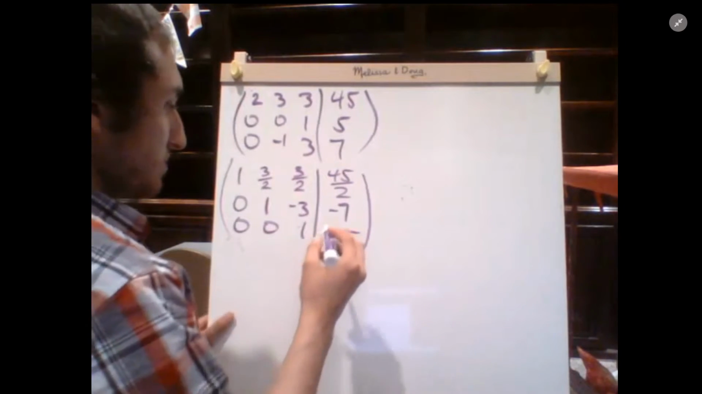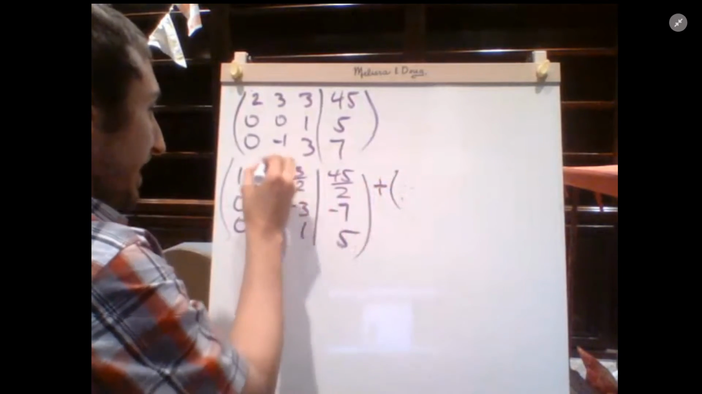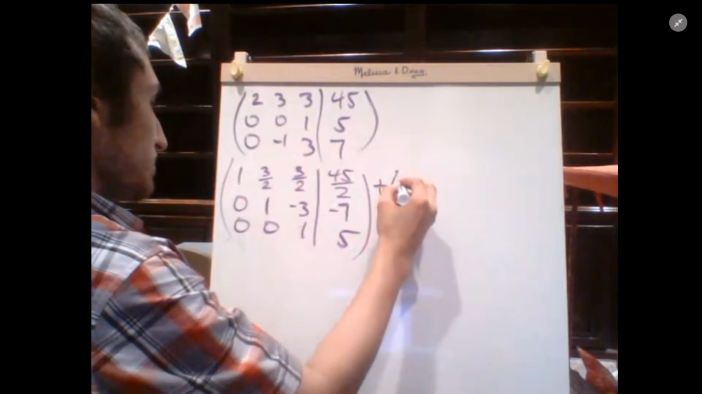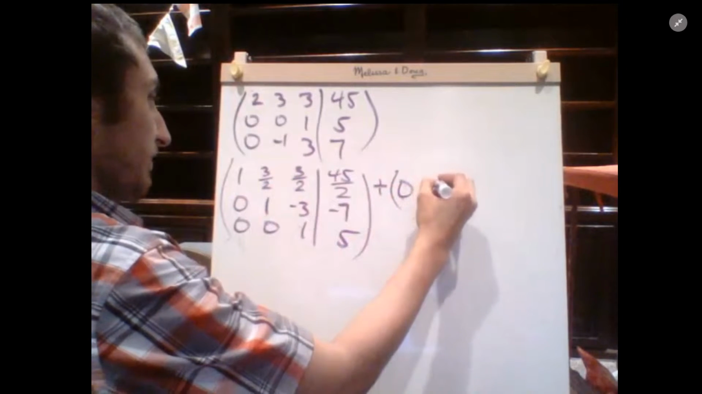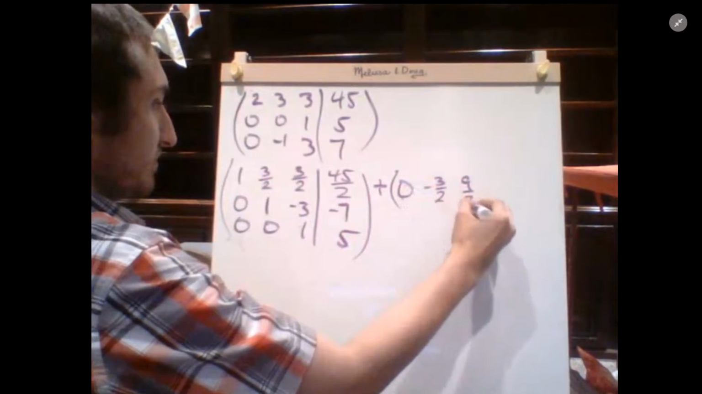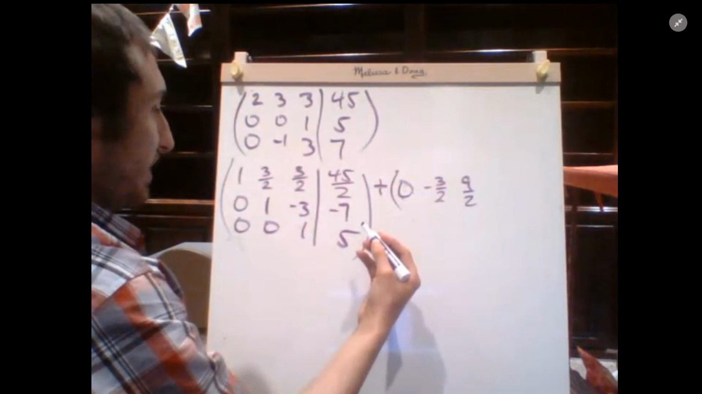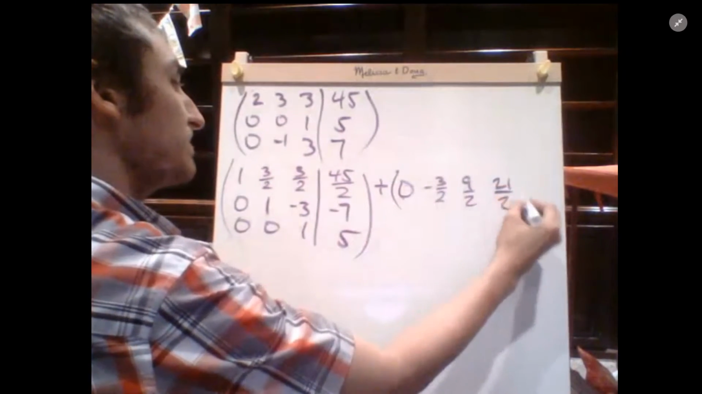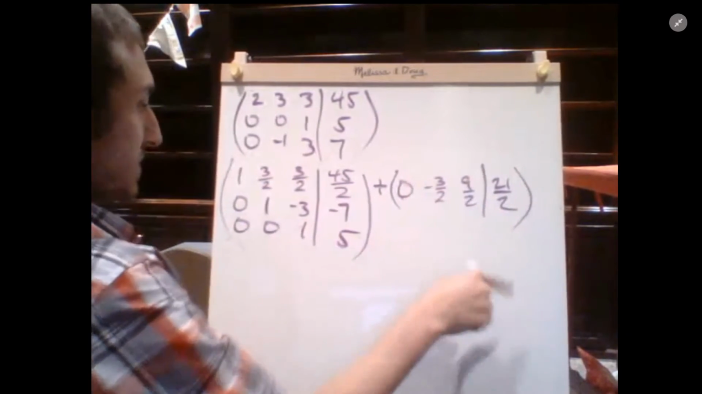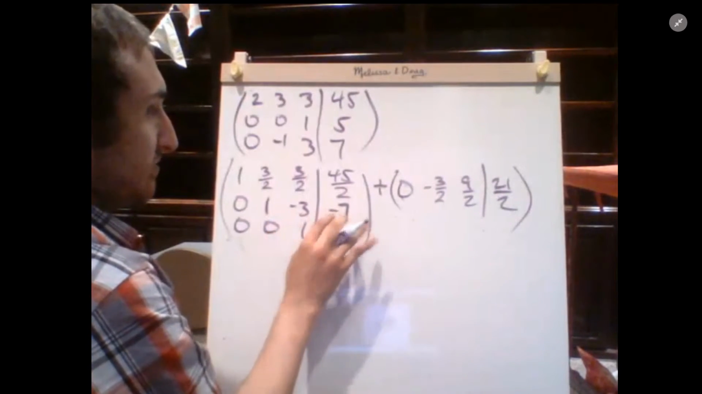Now we need to add -3 halves times the second row to the first row in order to cancel out the 3 halves right here. So we're going to have 0, -3 halves. Then we're going to have positive 9 halves. And then we're going to have -7 times -3 halves, which will give you positive 21 halves. So all we did was take -3 halves multiplied to each of these pieces.